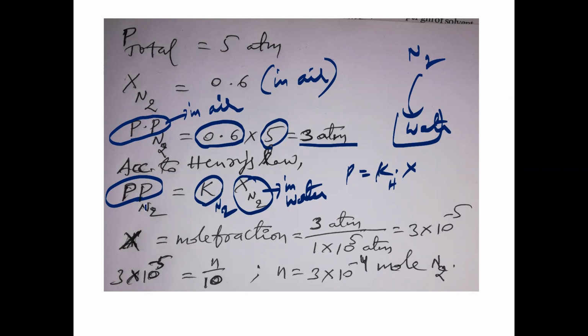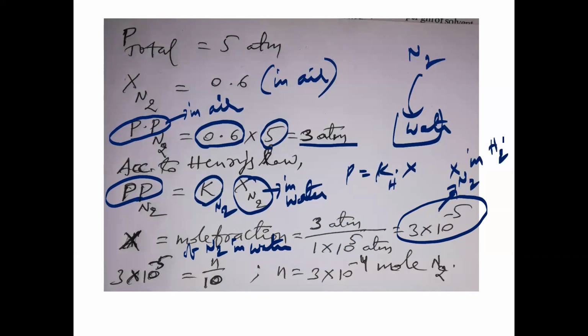So now what do we equate here? The partial pressure is equal to KH times X. Then X, the mole fraction of nitrogen in water, is equal to the partial pressure 3 atm divided by the KH value given, 1 into 10 power 5 atm. Therefore X is 3 into 10 power minus 5. It is a mole fraction, so no units here. This is the mole fraction of nitrogen in water.